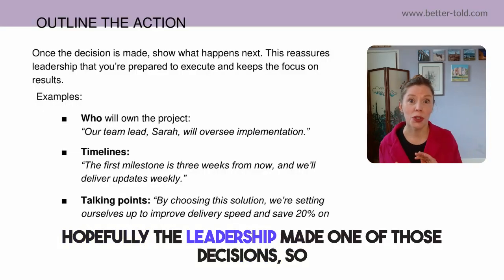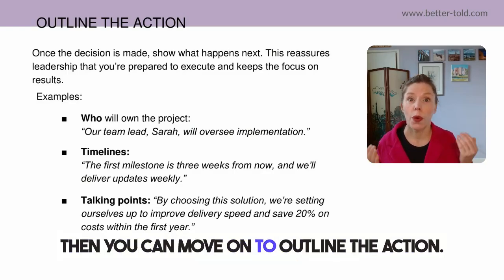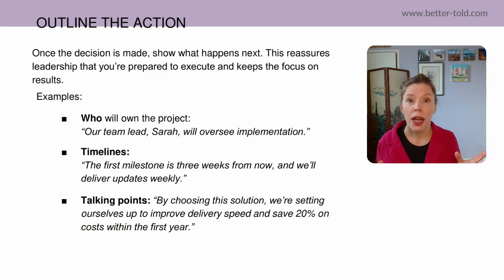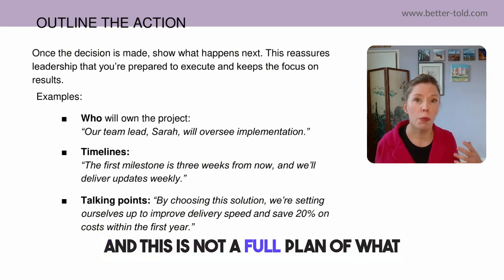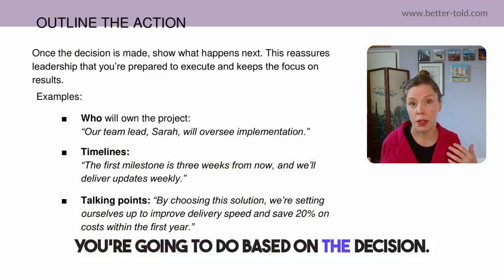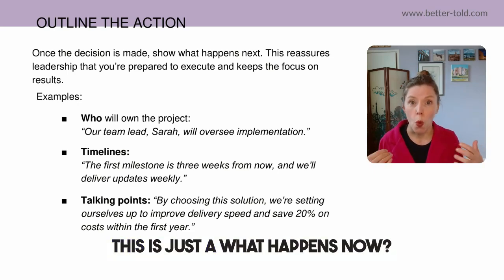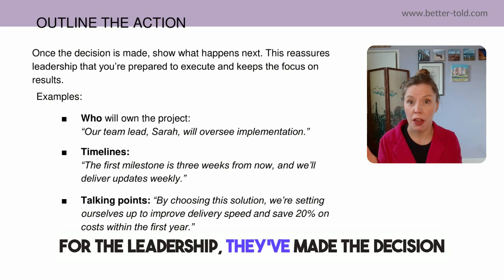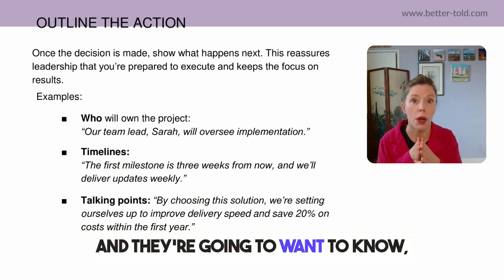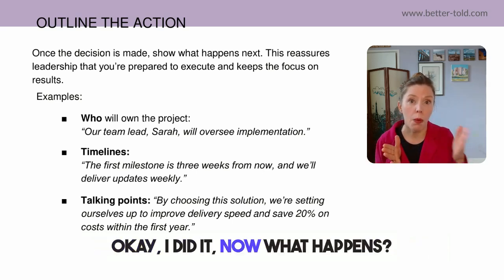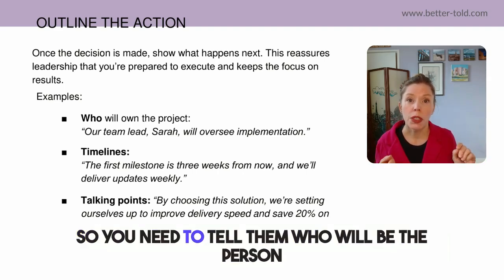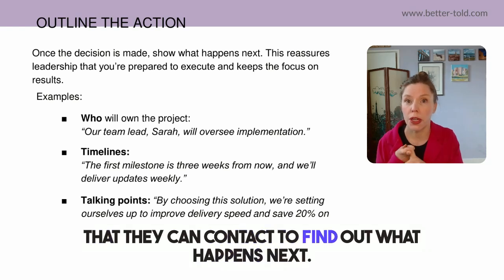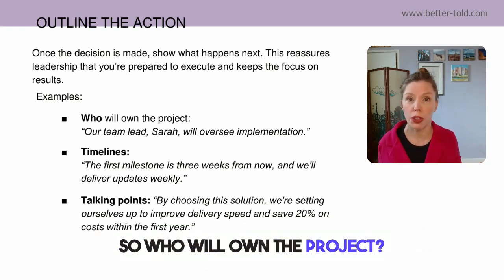Okay, hopefully the leadership made one of those decisions. So then you can move on to outline the action. And this is not a full plan of what you're going to do based on the decision. This is just what happens now for the leadership. They've made the decision and they're going to want to know, okay, I did it. Now what happens? So you need to tell them who will be the person that they can contact to find out what happens next. So who will own the project?